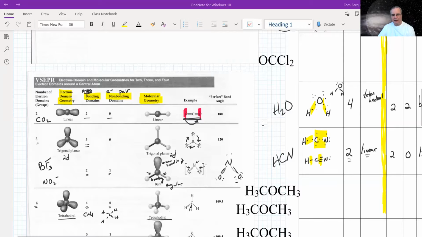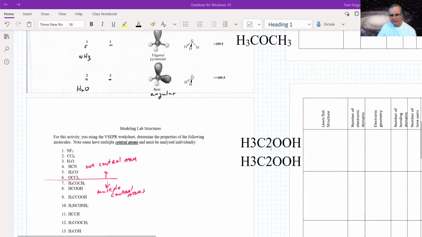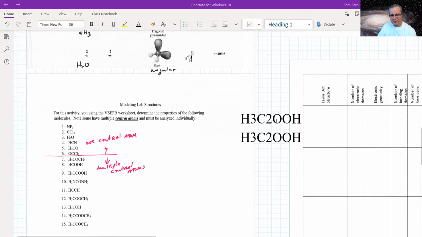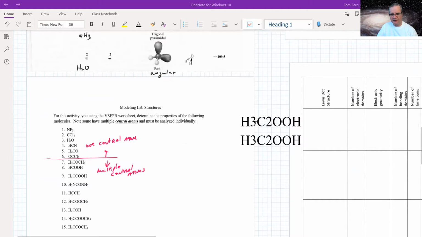What I'm going to do is look at a multi-central atom setup today. Now, last time we looked at only one central atom. I'm going to do one central atom today, and then I'm going to jump to multi-central atoms using this formula here and this formula here. This one has 3 central atoms. This one has 2 central atoms, and that'll be obvious after we do the Lewis dot structure.